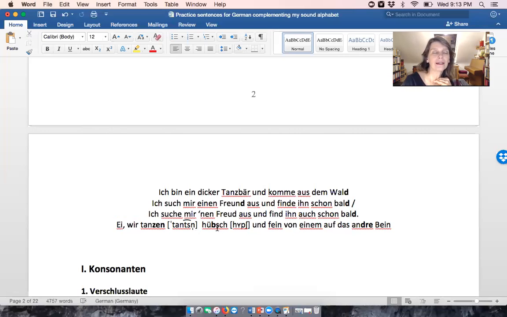And hübsch, again, the B is at the end of a syllable, so it's devoiced. Hübsch. And here we leave out the E. Andere becomes andere. Ich bin ein dicker Tanzbär und komme aus dem Wald. Ich suche mir einen Freund aus und finde ihn schon bald. Ei, wir tanzen hübsch und fein von einem auf das andere Bein.